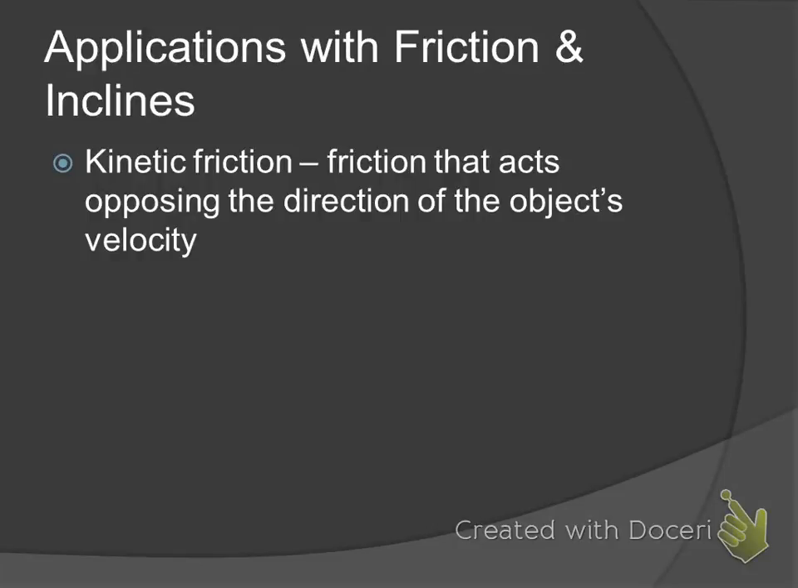Okay, we're going to talk about two main types of friction. First of which is kinetic friction. What does the word kinetic usually mean? Movement. Okay, just like the word kinematics, those are our kinematics equations. They deal with velocity, acceleration, movement. So when we say kinetic friction, we're talking about the friction that's opposing the object while it's in motion.